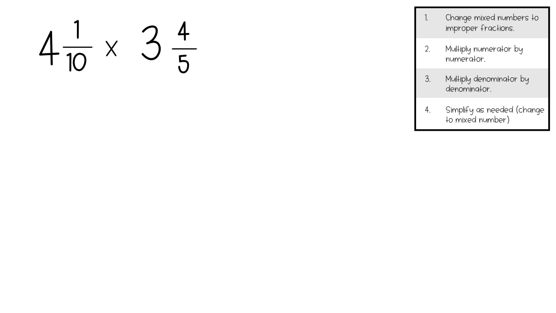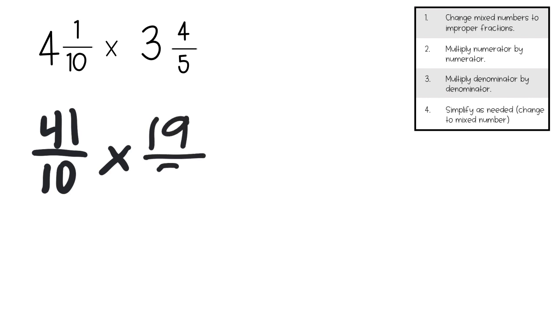Step number 1, change mixed numbers to improper fractions. That's the first thing that I want to do. So remember that my denominator is going to stay the same. 4 times 10 is 40, plus 1 is 41. Then 3 times 5 is 15, 16, 17, 18, 19, so 19 fifths. Okay? I changed my mixed numbers to improper fractions.